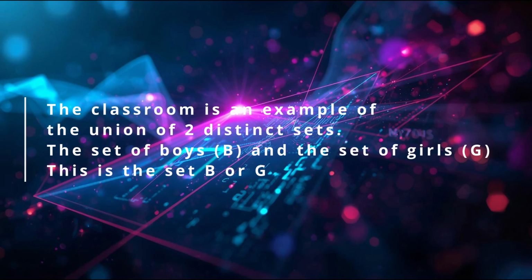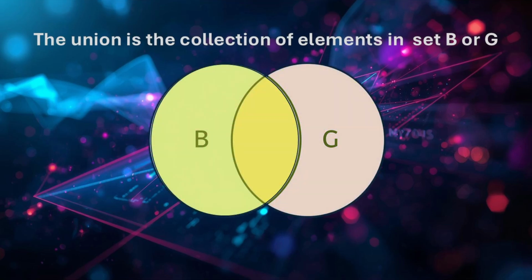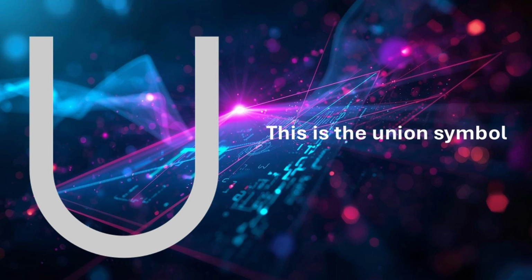Let's begin with the classroom being the union of two very distinct sets in this scenario: the set of boys and the set of girls. The class comprises the elements of the set B or G. The union is the collection of elements which belong to either set B or set G. Writing the union of the sets, we will use this symbol, which resembles a capital letter U. This means the union of the sets is written as B union G.